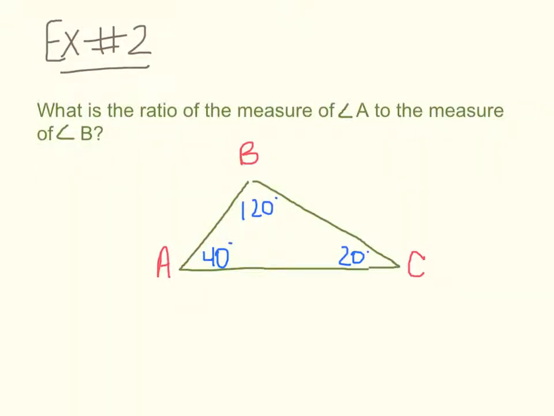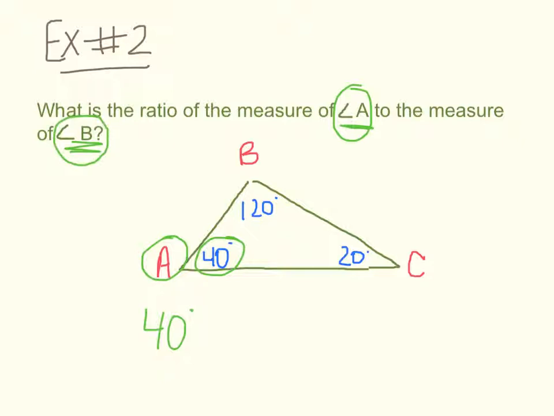Example number 2. What is the ratio of the measure of angle A to the measure of angle B? So we have 3 angles here. We only need to focus on angle A and angle B. So here's angle A, which is 40 degrees. And they asked for angle A first. So 40 degrees comes first. And they want to know then what's the ratio of angle A to angle B. Here's angle B. And here is the degrees of angle B, which is 120.